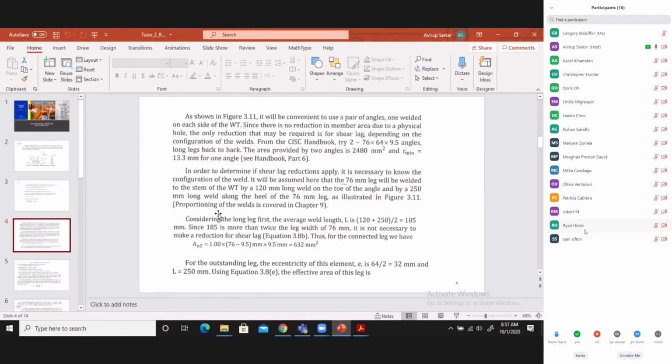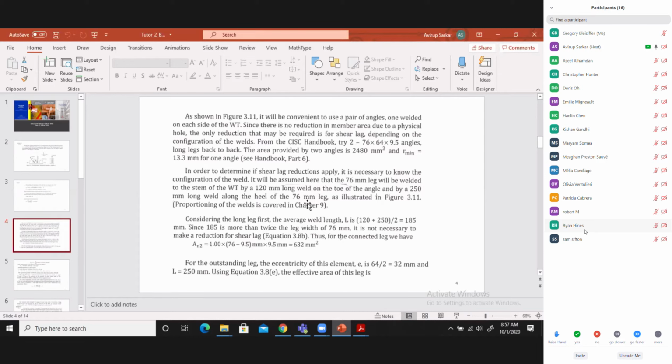Now here we need to see one thing: in order to determine if shear lag reduction applies, it is necessary to know the configuration of the weld. Here we are assuming that the 76 mm, the long leg, there are two legs of the section, 76 mm and 64 mm, will be welded to the stem of the WT by a 120 millimeter long weld and a 250 millimeter long weld along the heel of the 76 millimeter leg.